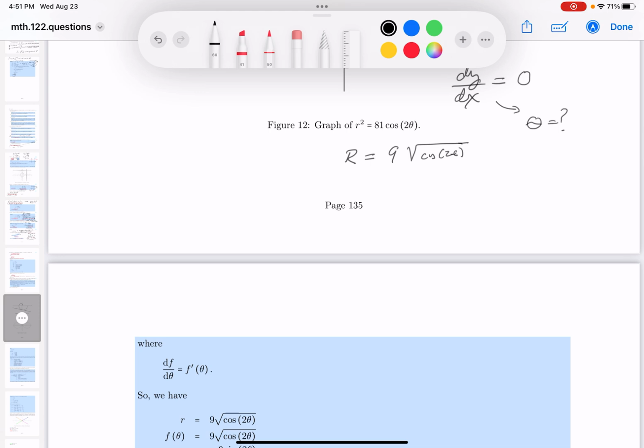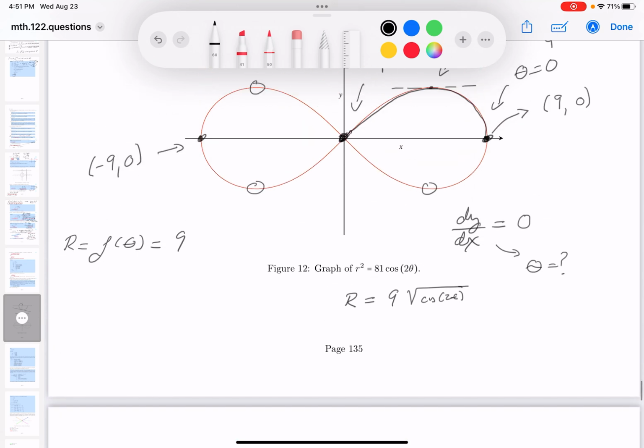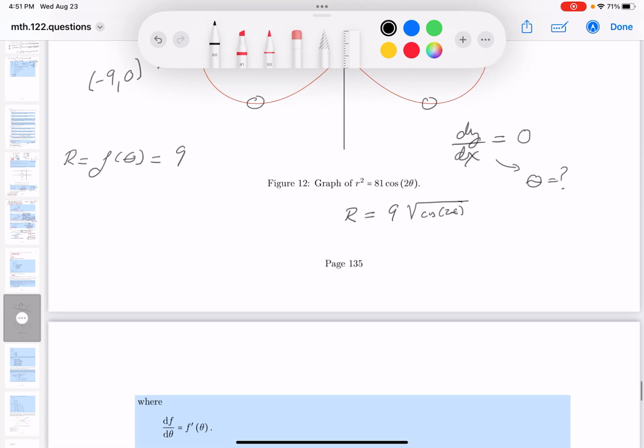But I'm going to say r is a function of theta. Let me write this over here. R is a function of theta. And what's that function going to be? At least for this region over here. What I mean by that, we're just talking about between 0 and pi over 4. It's going to be 9, and then I'll put down cosine 2 theta to the 1/2 power.